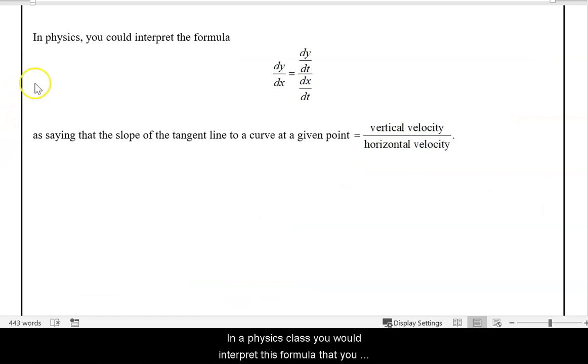In a physics class, you would interpret this formula that you see here slightly differently. You would say that the slope of the tangent line to a curve at a given point is equal to the vertical velocity, dy dt, divided by the horizontal velocity, dx dt. So even though it is an abuse of notation, it does have a real-world meaning.